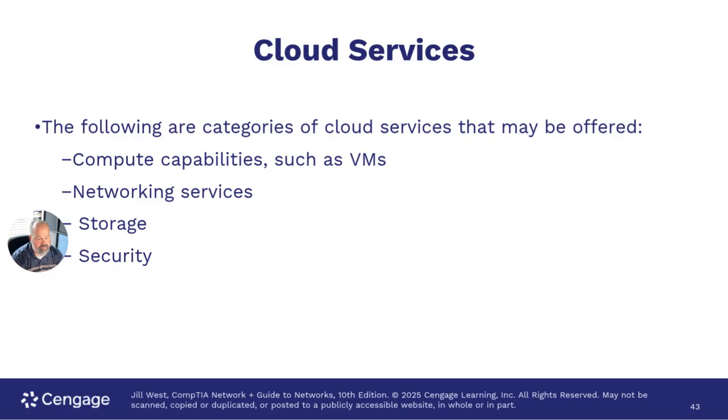Cloud services come in 4 main categories, like the departments in a digital department store. Compute capabilities provide virtual machines and processing power. They're kind of the engine room. The networking services handle connectivity and traffic management. They're the highways and bridges. Storage provides space for your data. That's the warehouse. And then security keeps everything safe. Basically like a digital security guard working 24/7 to protect your data.